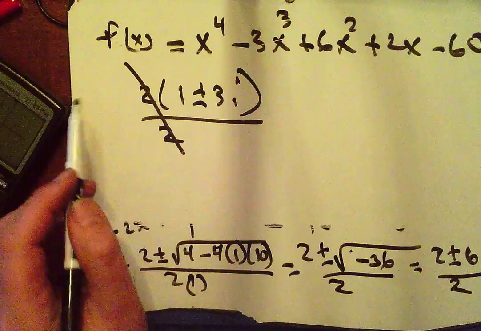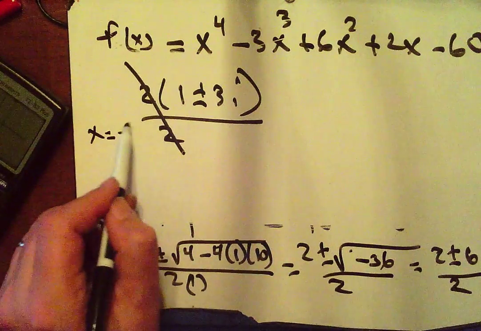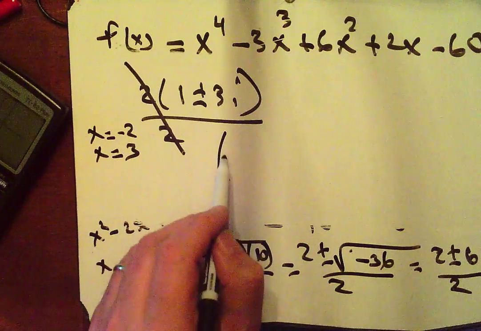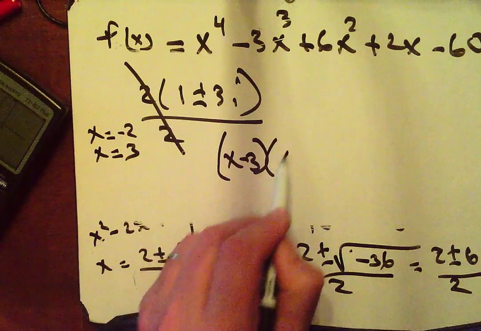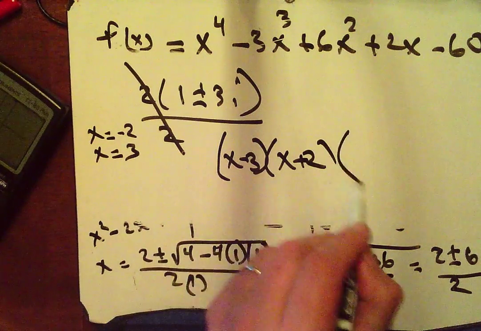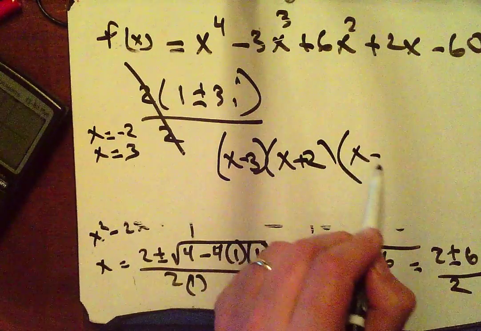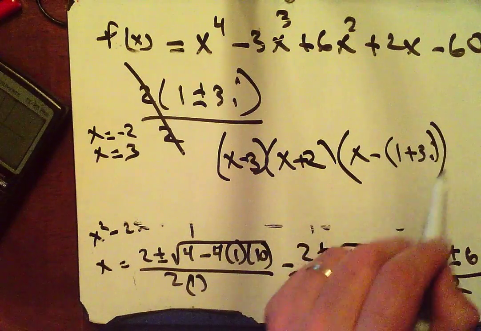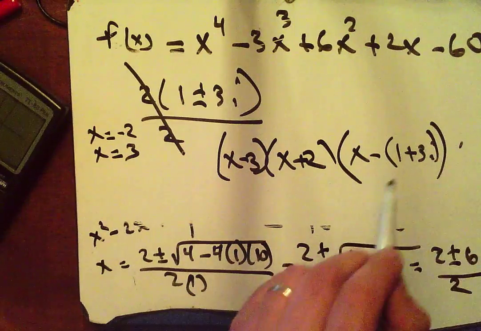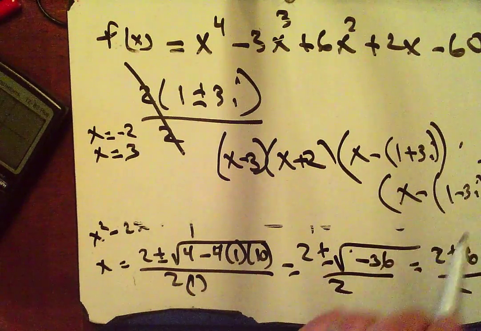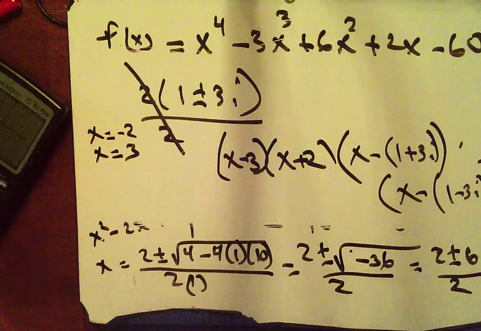And where were my other zeros? My other zeros were x equals negative 2 and x equals 3. So my factored form: x minus 3, x plus 2, because remember, inside is opposite. And now these: x minus 1 plus 3i, and times x minus 1 minus 3i. And again, you don't need to distribute.